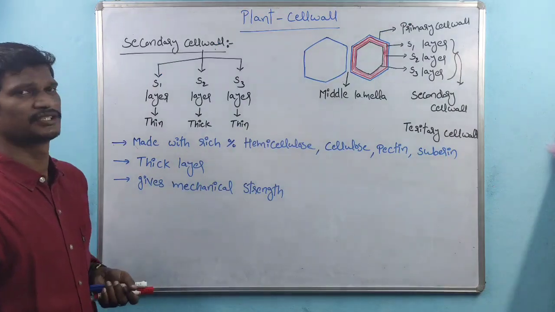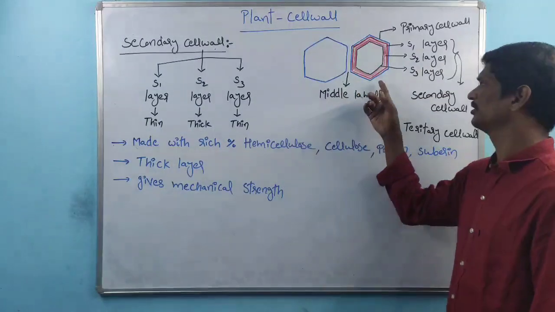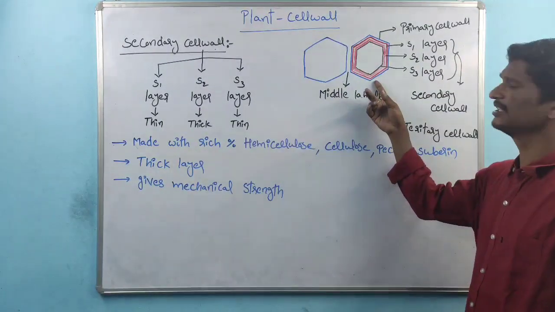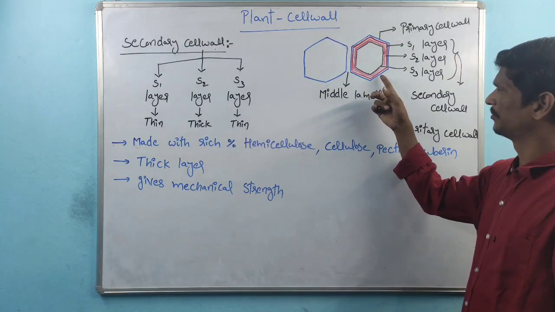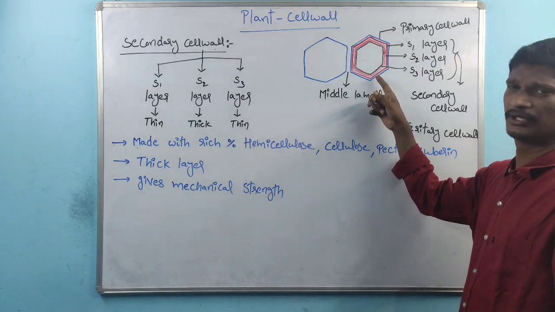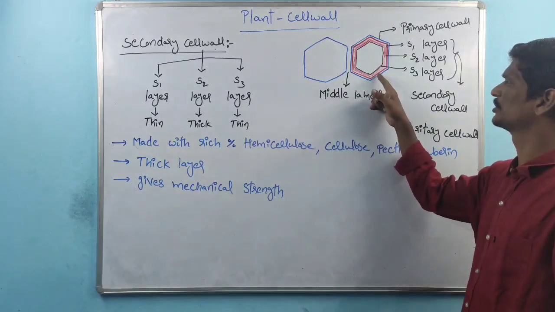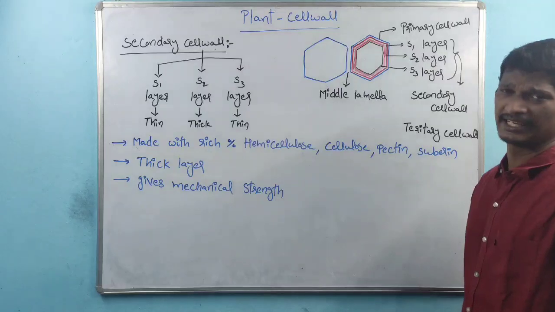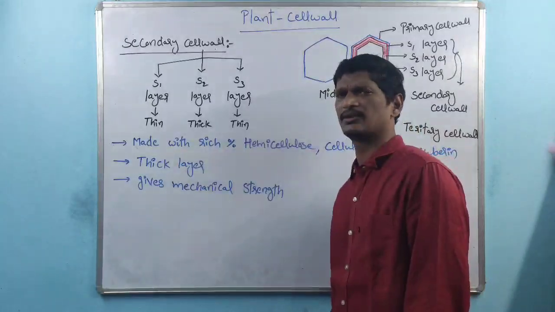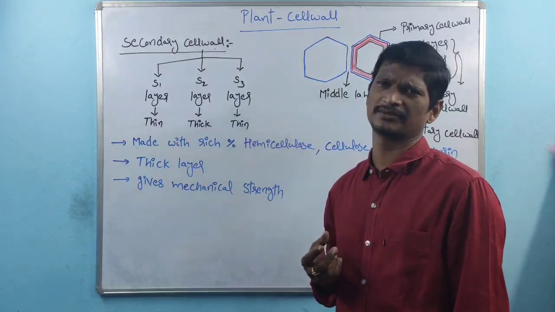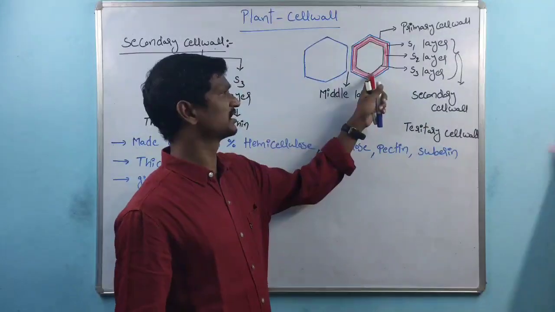Coming to the next topic, the secondary cell wall. See, we have discussed the primary cell wall, that is the outermost part of the plant cell wall, right? Inside the primary cell wall, this is the outside and this is the inside. So inside the primary cell wall, there is a secondary cell wall present. Generally, the secondary cell wall has a thick structure. So this is the secondary cell wall.